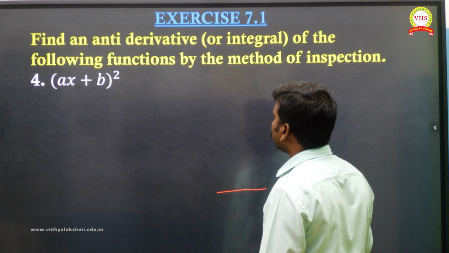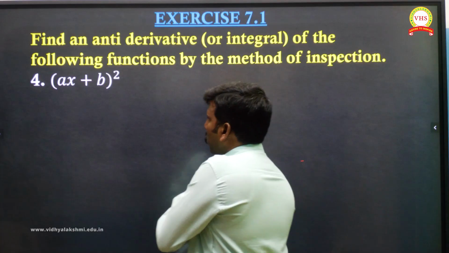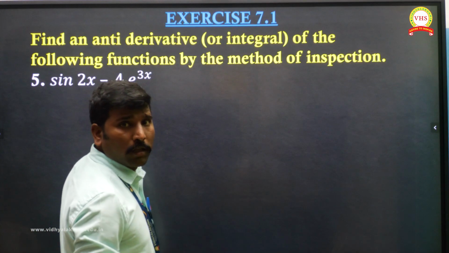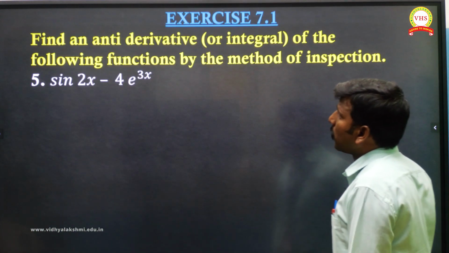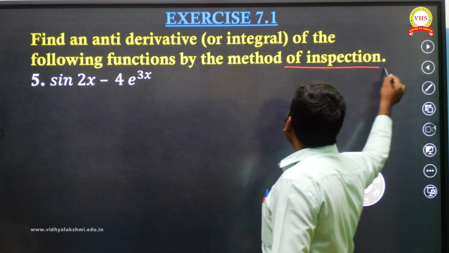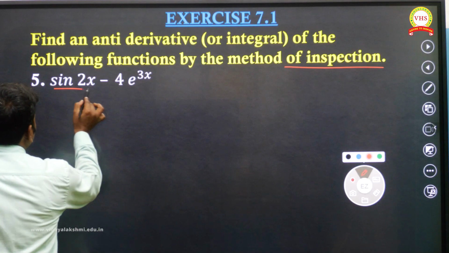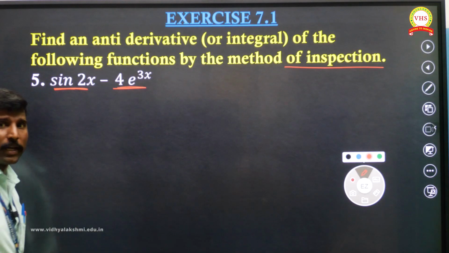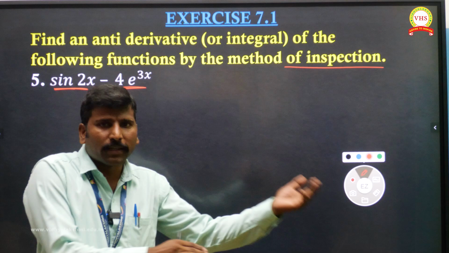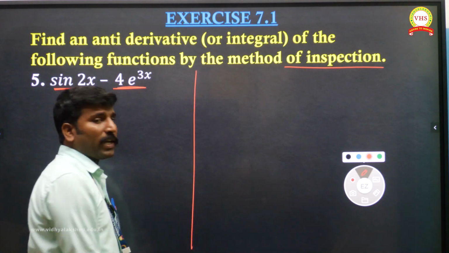Number 5. Okay, this is also method of inspection. But have you noticed there are 2 terms separately? So do it separately: sine separately and e power 3x separately. If you do, you will be getting the required answer.